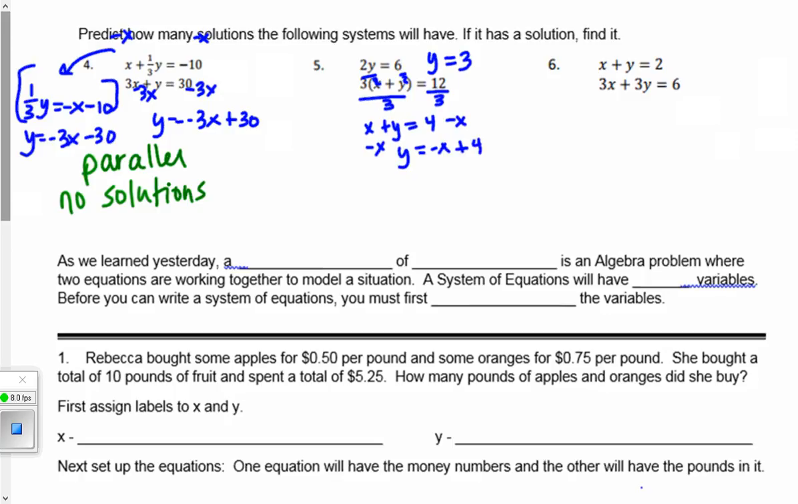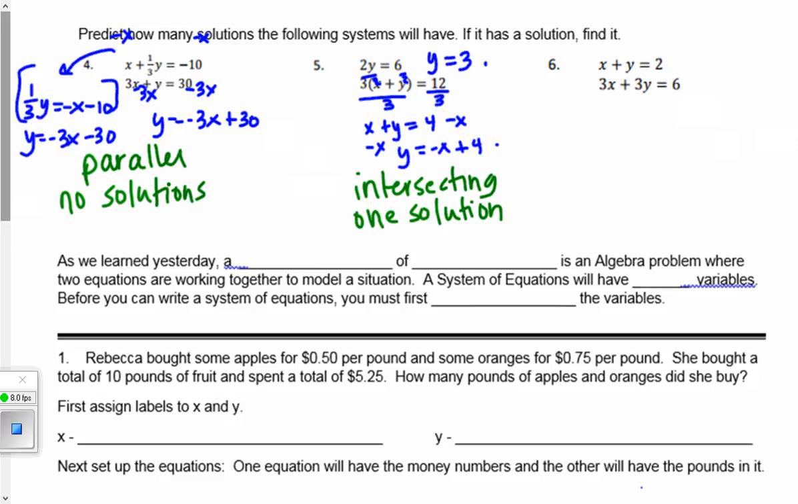Well, those are 2 completely different lines. They don't have the same slope. They don't have the same y-intercept. They're literally just 2 different lines. So these would be intersecting, and there would be one solution. One and only one.